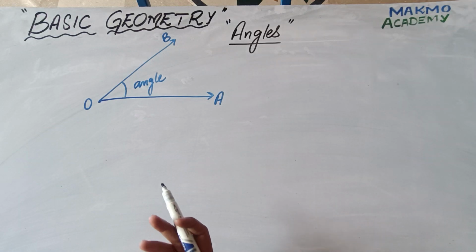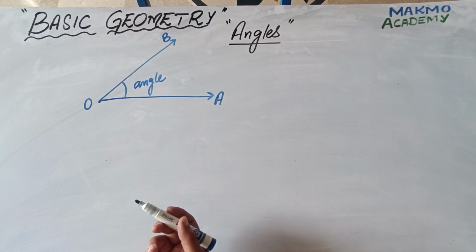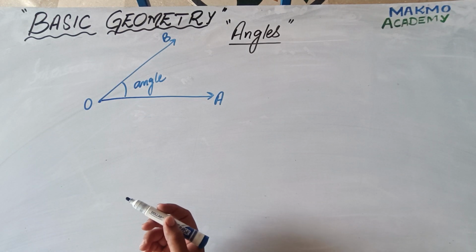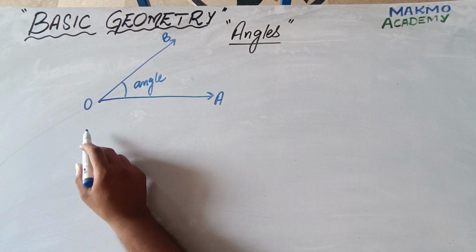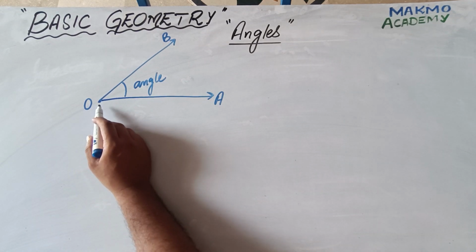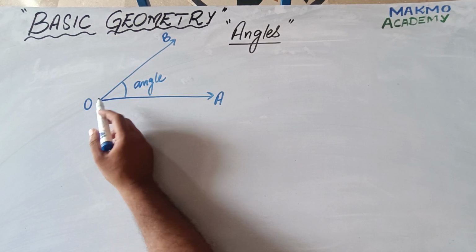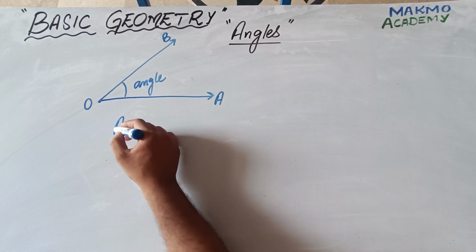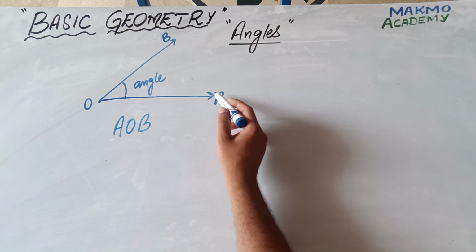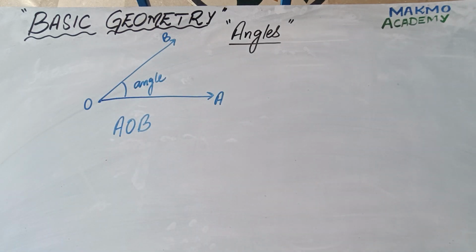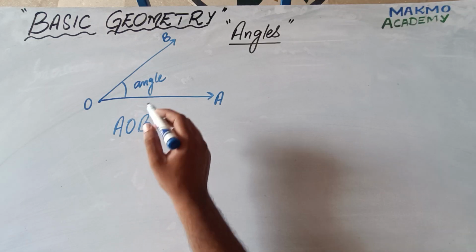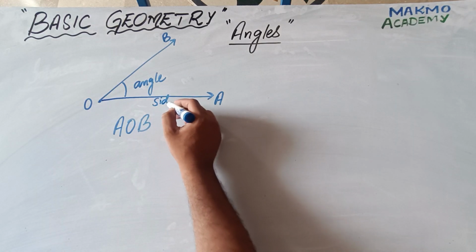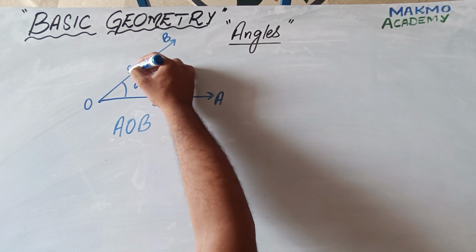What are the degrees of this angle, what is the size of this angle, and this point is known as vertex O. And how can we read this angle? We can read this angle as AOB. AOB is the angle starting from A and ending at B. And these are called the sides or arms of the angle.